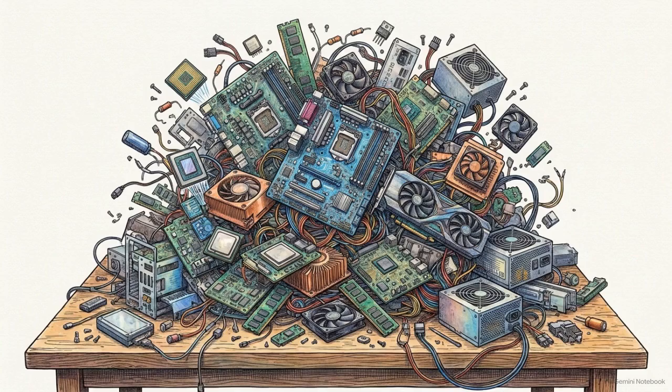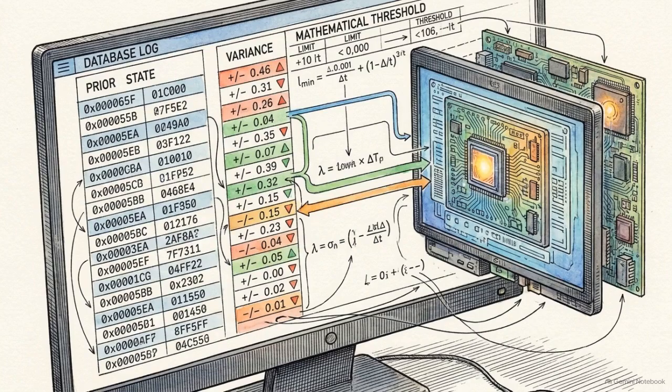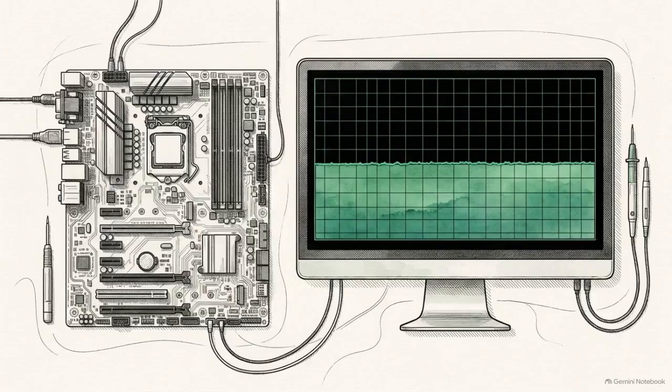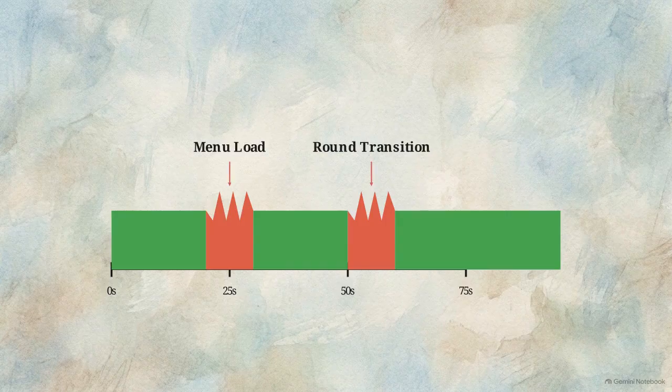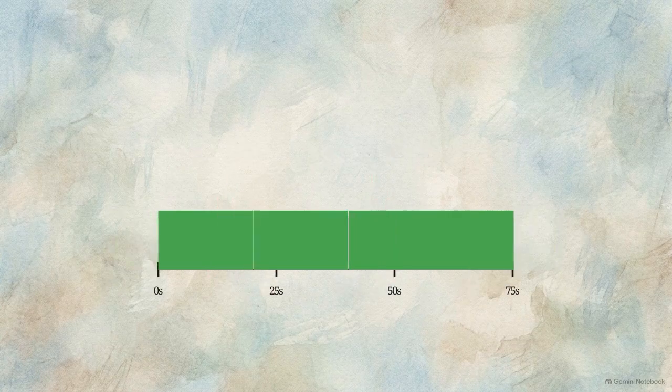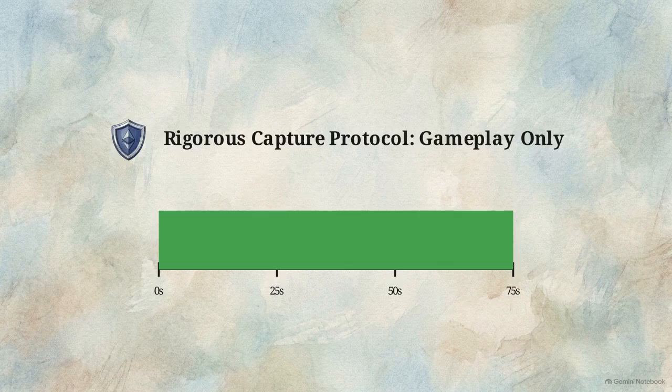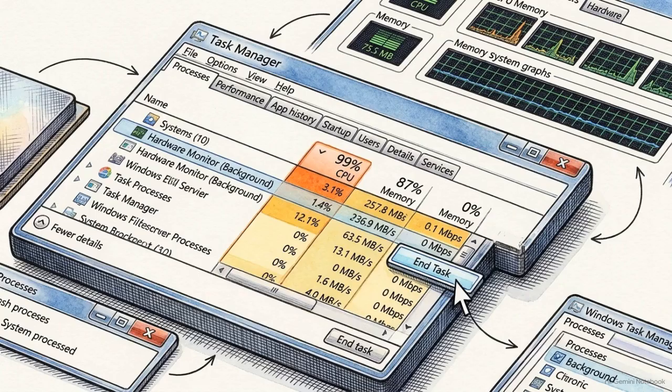Real system optimization is defined not by how many changes a tool applies, but by how rigorously it can mathematically prove those changes aren't harming the machine. Before any validation protocol can work, we must perfectly isolate the system's baseline state and measure its natural fluctuations. This requires a rigorous capture protocol, a fixed 75-second live gameplay loop that explicitly excludes menu loads and round transitions, which introduce massive artificial stalls into the data. It also requires closing all background monitoring software. Leaving a hardware monitor polling every 500 milliseconds artificially understates tail percentiles by nearly 50%.